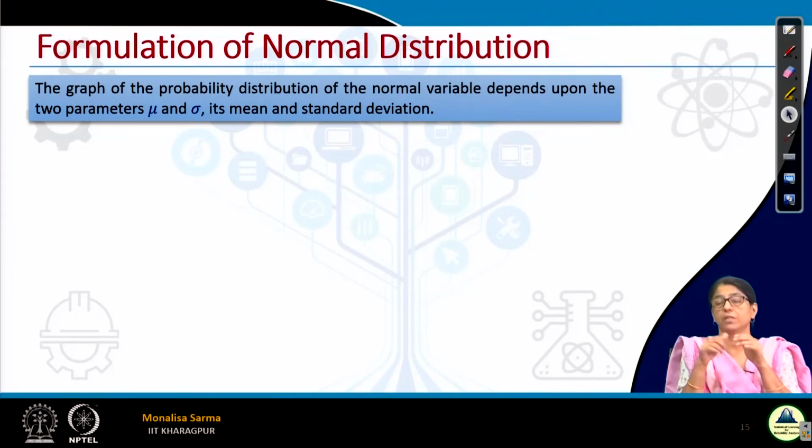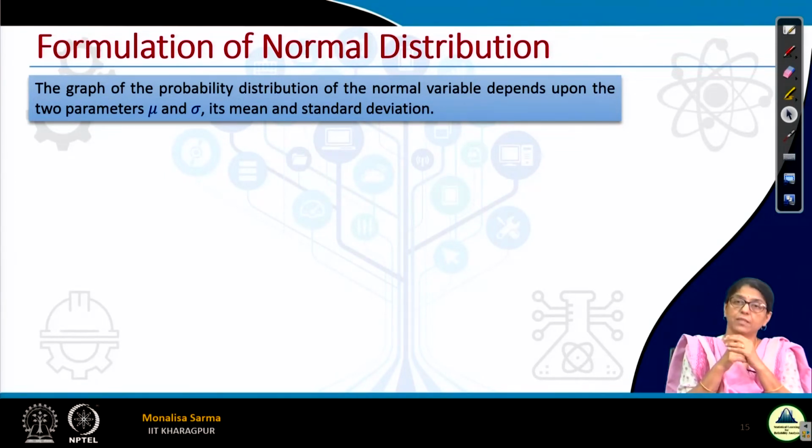What is the shape of the distribution? Like I talked about in discrete probability distribution, we are not very much concerned about the shape of the distribution. Actually, we do not bother that much about the shape, but in case of continuous probability distribution, when we are talking about the distribution of a continuous random variable, shape plays an important role. So, there is a shape parameter as well.